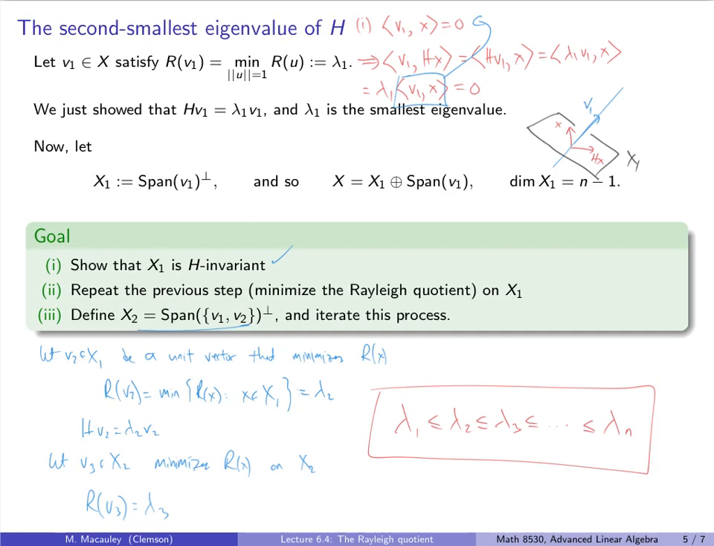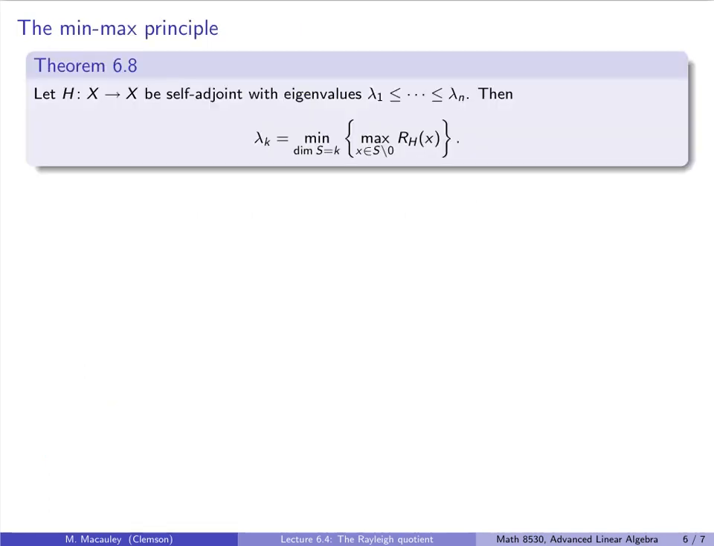So this is a way to construct the spectral resolution of a self-adjoint map without appealing to the spectral theory of linear maps and things like the fundamental theorem of algebra. Now that we have constructed the eigenvalues of a self-adjoint linear map, we can characterize them with something that's called the min-max principle. Formally, it says that the kth smallest eigenvalue, lambda k, is the minimum taken over all k-dimensional subspaces of the maximum of the Rayleigh quotient.